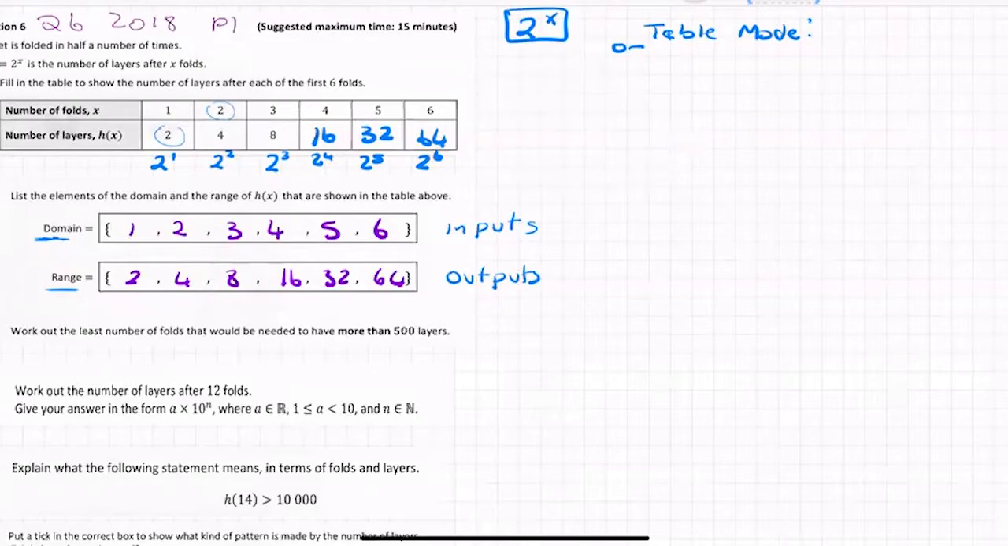So there were 10 marks in your Junior Cert for part A and B together. And then C and D were worth another 10 marks. Work out the least number of folds that would be needed to have more than 500 layers. So how many folds do I need for 500 layers? You can do it mathematically, but you can also just guess it or keep going with your table.